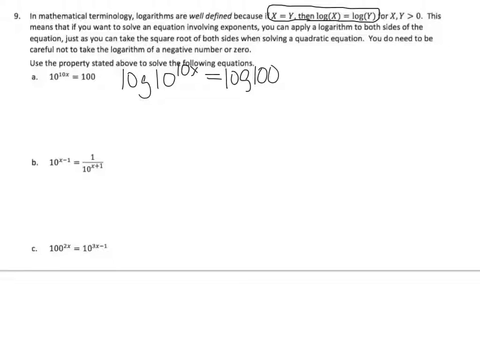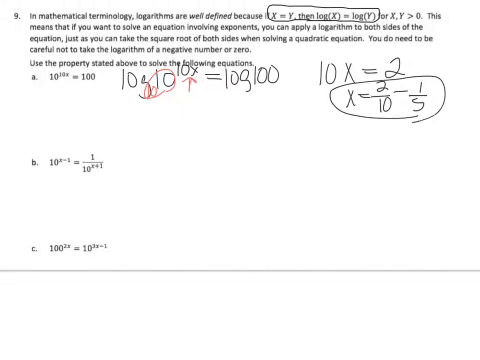So if I'm taking log base 10 of 10 raised to the 10x, remember we said this is a property. When these two are equal, I simplify to that. So that gives me 10x, and then log of 100 equals 2. X equals 2/10 or 1/5. 1/5 is your final answer. Does that sort of make sense? Okay, let's try this one.